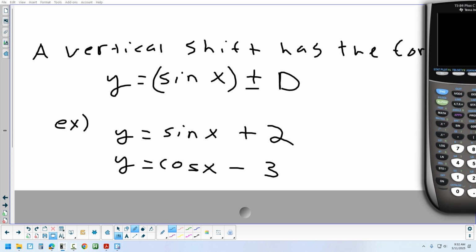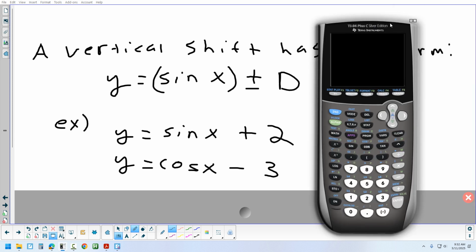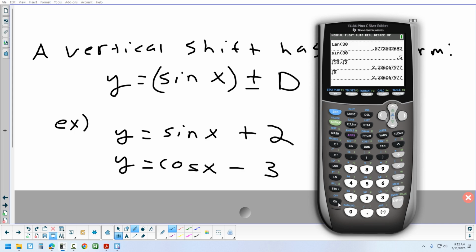I kind of want to just show you on the calculator. So let me graph sine of x and sine of x plus 2. Watch where the red one is compared to the blue one. The red one had a +2. So it draws the exact same wave. Everything's just moved up 2 units. Any question on that?